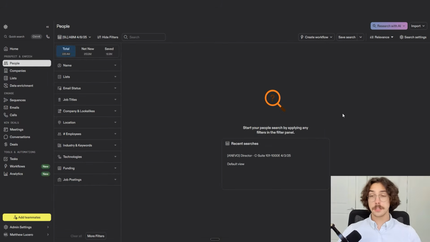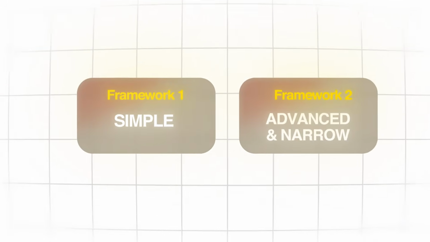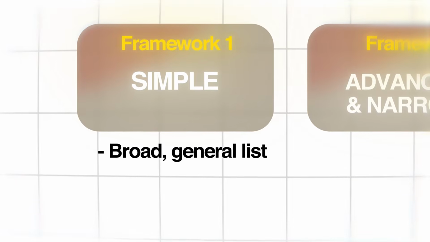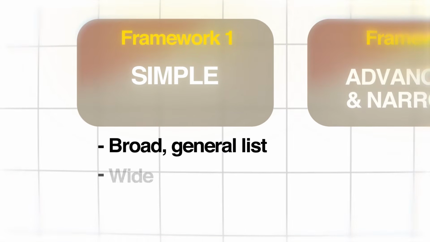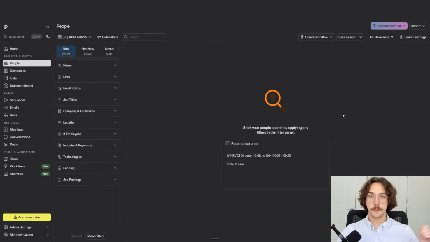So now I'm going to dive in, and I think the best way to do this is just to show a real example and to walk through one of the frameworks as I'm doing it. So the first framework we're going to cover together here is the simple framework. This is if you want to build a more broad general list and if you're trying to reach out to a pretty wide industry. So the example I'm going to give here is we're going to be building a list of CEOs that work at marketing agencies in the United States. So this is a very general list. We're just reaching out to people who run the company. It has to be a marketing company and they live in the US.